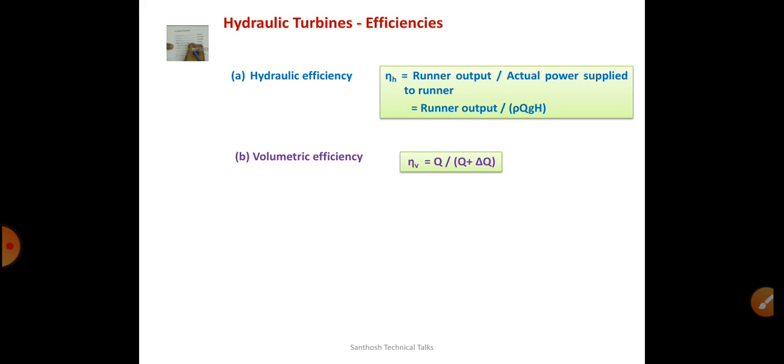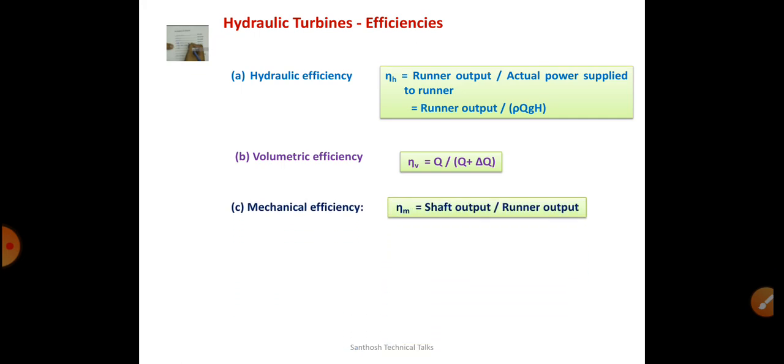The volumetric efficiency is how much volume is being supplied at the nozzle and how much volume hits the blade. The volumetric efficiency is generally in the range of 90 to 100 percent. So we take 99 percent as the volumetric efficiency. The formula for finding volumetric efficiency is the discharge supplied to the discharge plus the hydraulic losses.